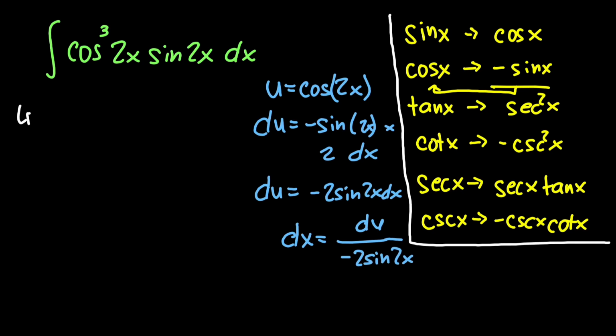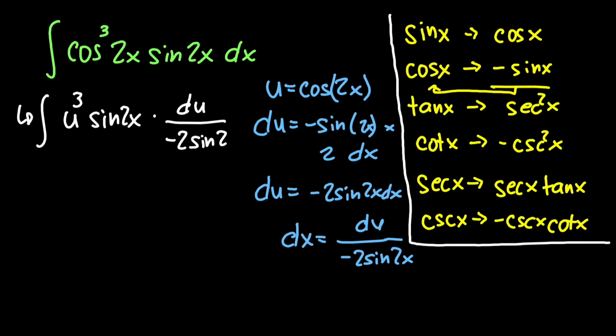So substituting that, this would be the integral of u to the power of 3 multiplied by sine of 2x, multiplied by dx, which is du over negative 2 sine of 2x. So you can actually see here, we can cancel this. So this will be simplified. Negative 2, you can put it outside the integral. And so you can see here now that the integral is simplified. So u equal cosine of 2x is the correct one. Basically, it's just a trial and error. You will get used to it soon.